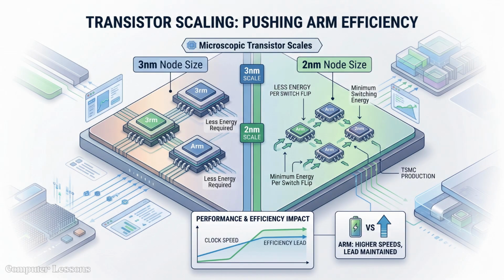We must also consider the role of the manufacturing process, known as the node size. Companies like TSMC are now producing chips at 3 and 2 nanometer scales. These microscopic transistors allow ARM designs to push higher clock speeds while maintaining an efficiency lead. The smaller the transistor, the less energy it takes to flip a switch.